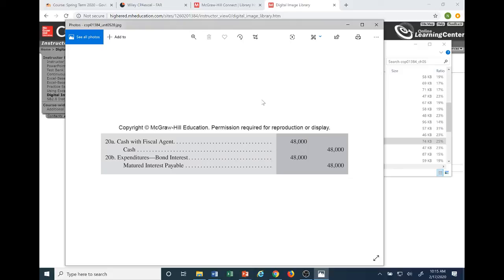Next, we need to set up the expenditure for what it actually is. So now we're noticing the expenditure. So now once this entry is made, now that money is actually being held because we've incurred the liability.